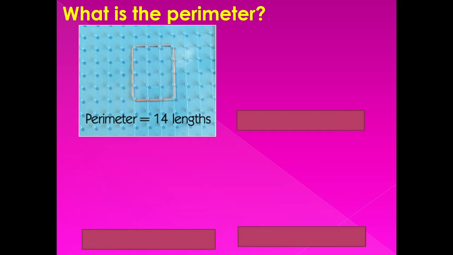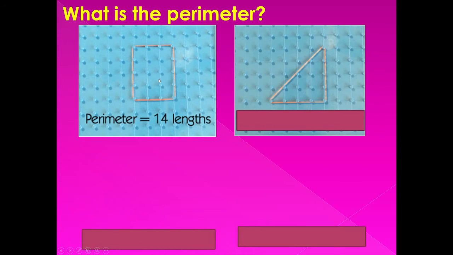Is this 18 units? 1, 2, 3, 4, 5, 6, 7, 8, 9, 10, 11, 12, 13, 14 units only. So it's simply 14 units. Let's have the second figure. What is the perimeter of this triangle? Again, this diagonal counts as one. 1 unit, 1 unit, 1 unit. What is the perimeter of this triangle? How much? 12. 12 lengths for that, or 12 units for that.